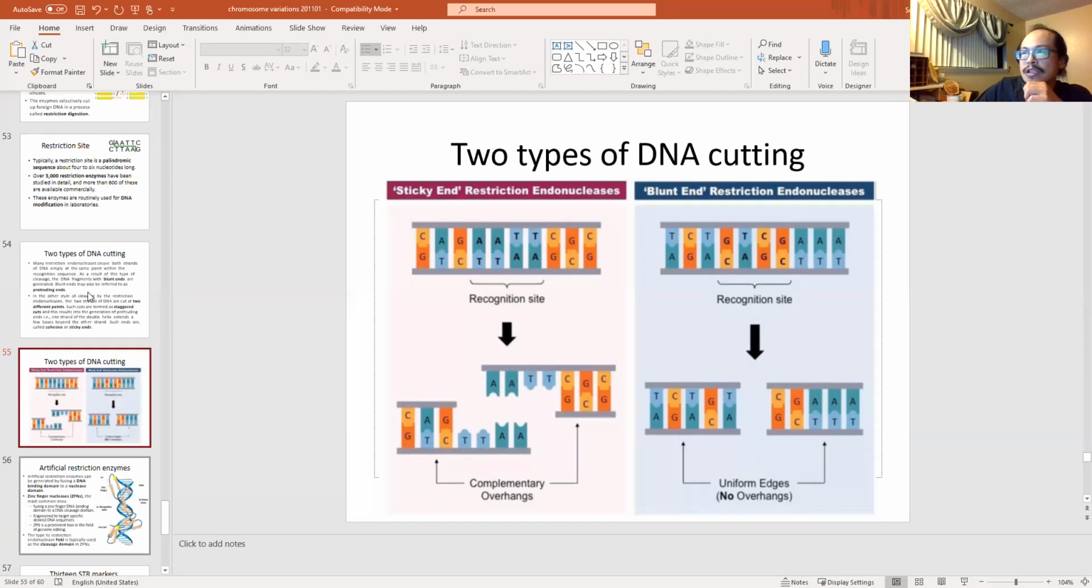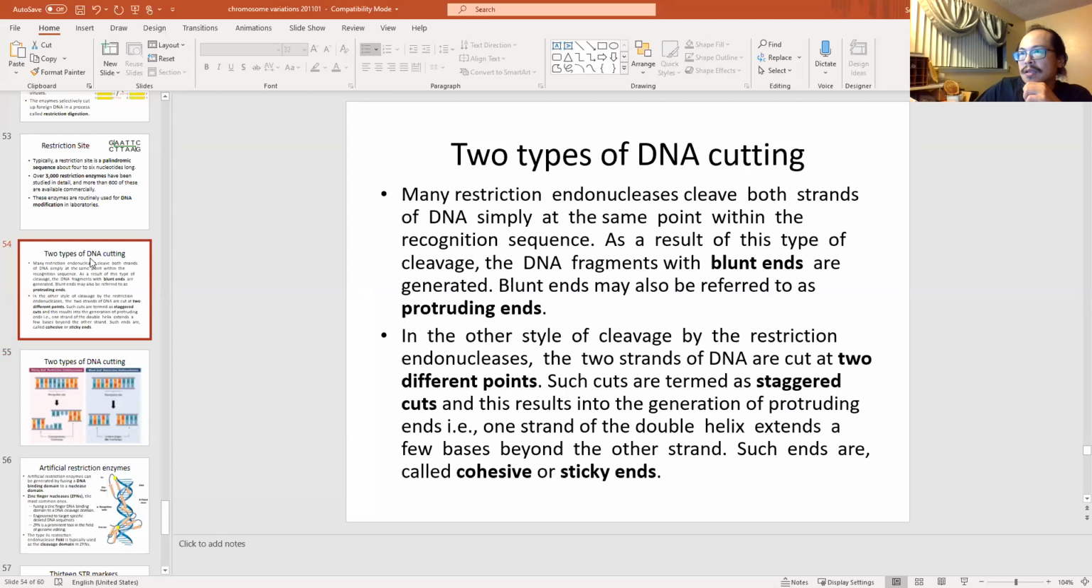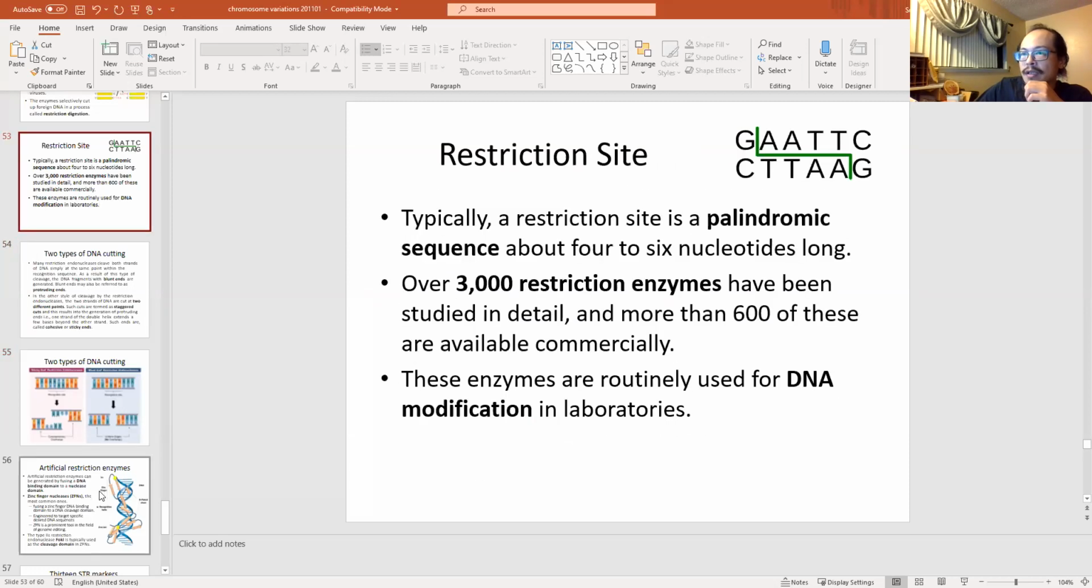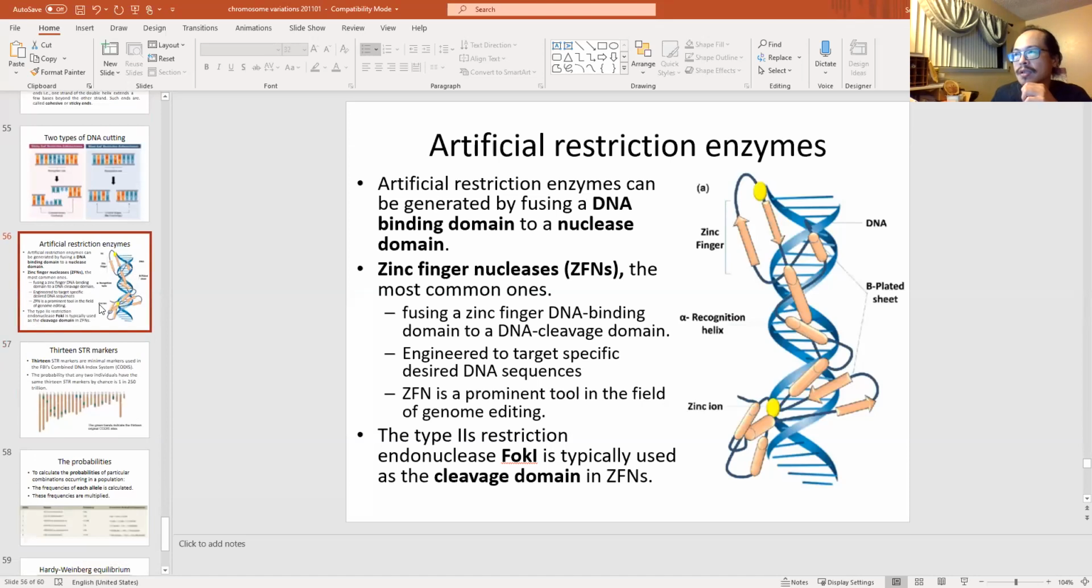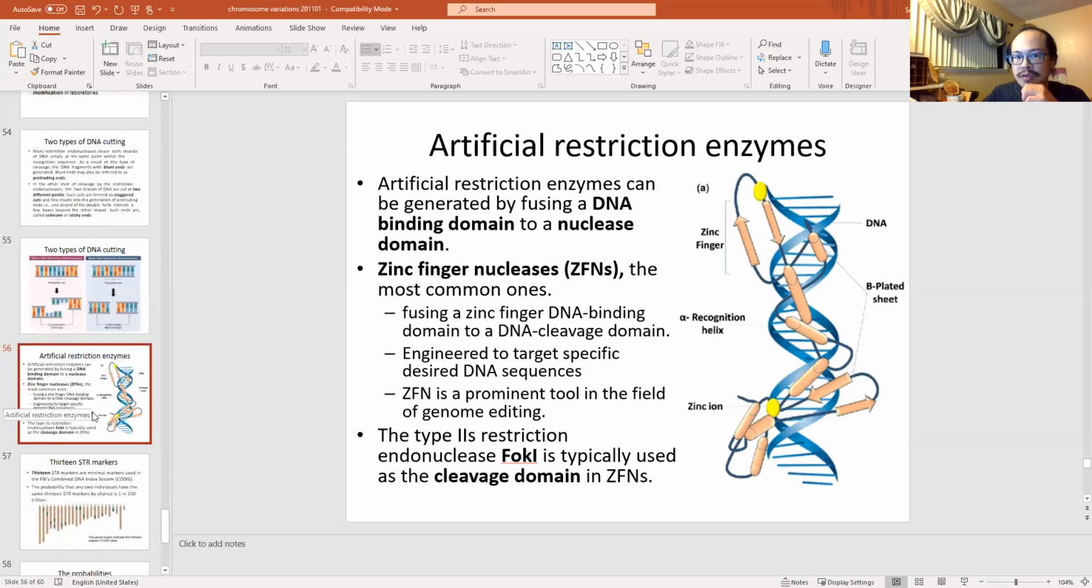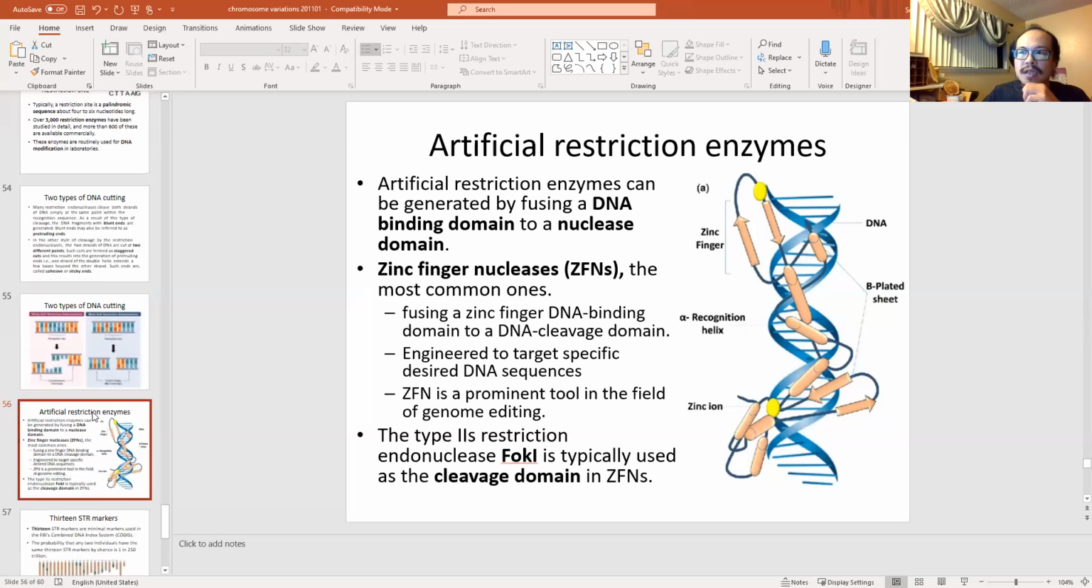In addition to these naturally existing enzymes, we can also design the one we want. This is called the artificial restriction enzyme. Basically we can have the desired sequence to be cut, and we can use part of a restriction enzyme and put these two together, so we can identify the site and use this restriction enzyme to cut it. This is a typical one.